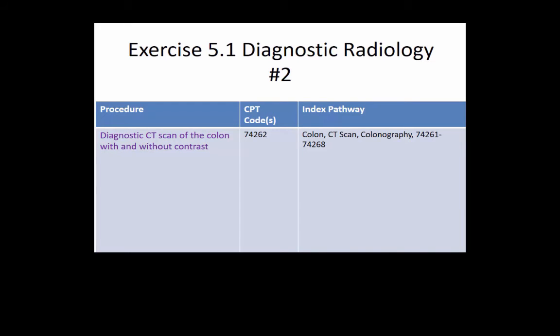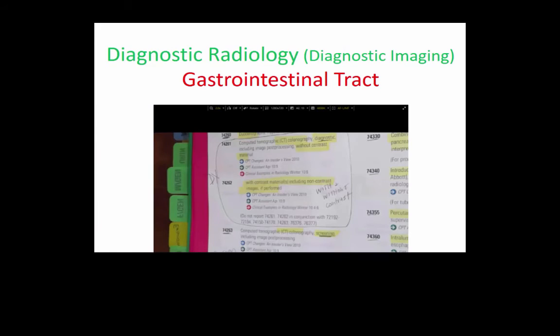I believe it can also be found under CAT scans. So there's different ways the index can be used. This is just giving you one path. And here's this particular code showing you how it would be coded. And the reason why I have written here on the right hand side with and without contrast is because the way it's worded in the code description, it says with contrast including non-contrast images. So instead of saying with and without, it says it this way. So I've made a note for myself that this code means with and without contrast.